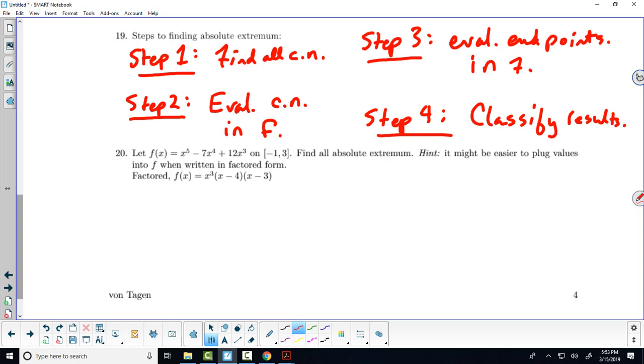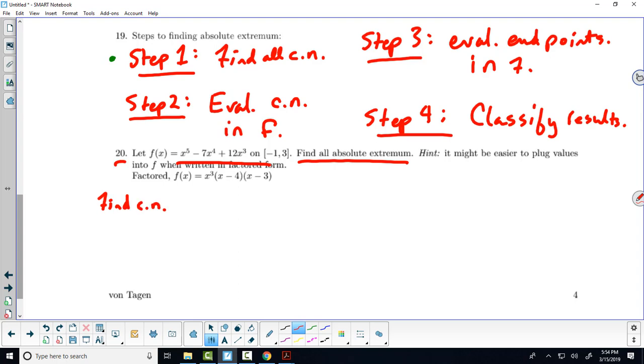Okay. So let's look at number 20 here. For number 20, we are asked to find all absolute extrema for this function f of x equals x to the 5th minus 7x to the 4th plus 12x cubed on the given interval. So step 1, I'm looking up at these steps. Step 1 is to find all critical numbers. So here we go. Let's find the critical numbers.